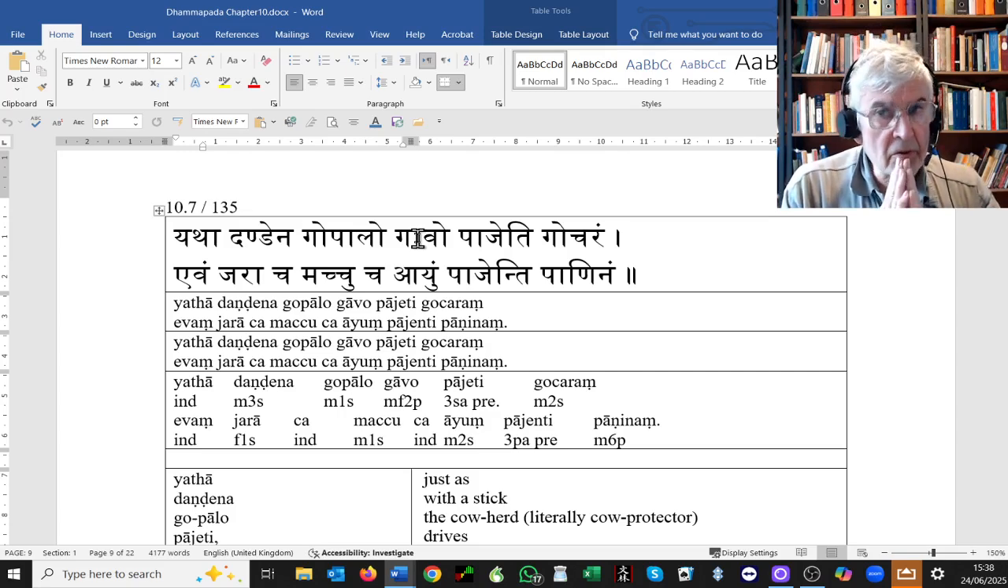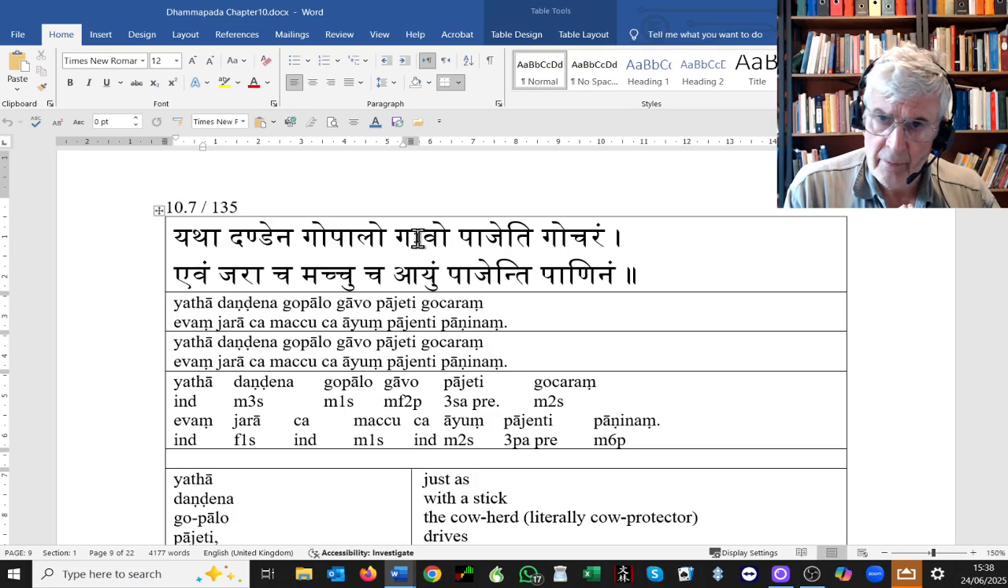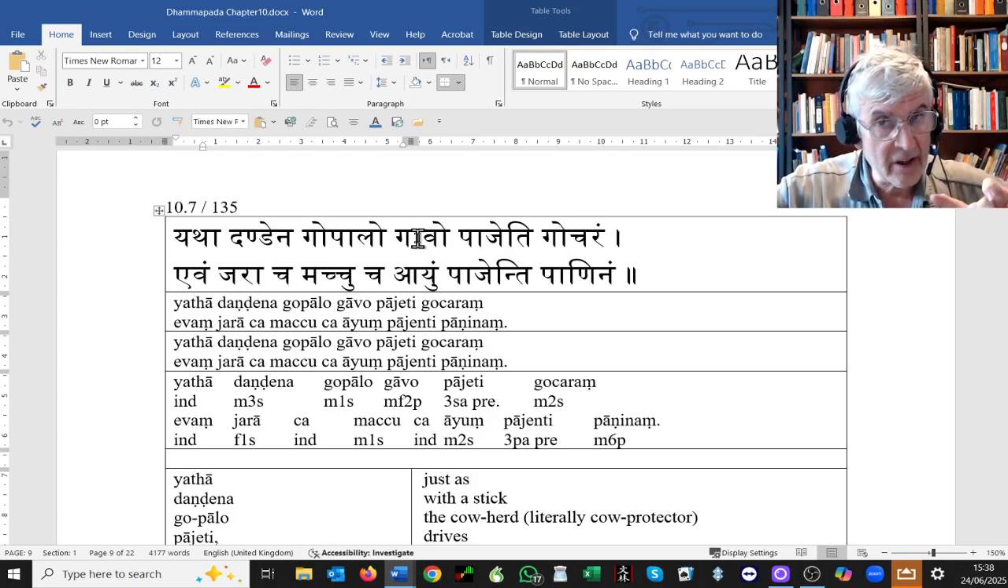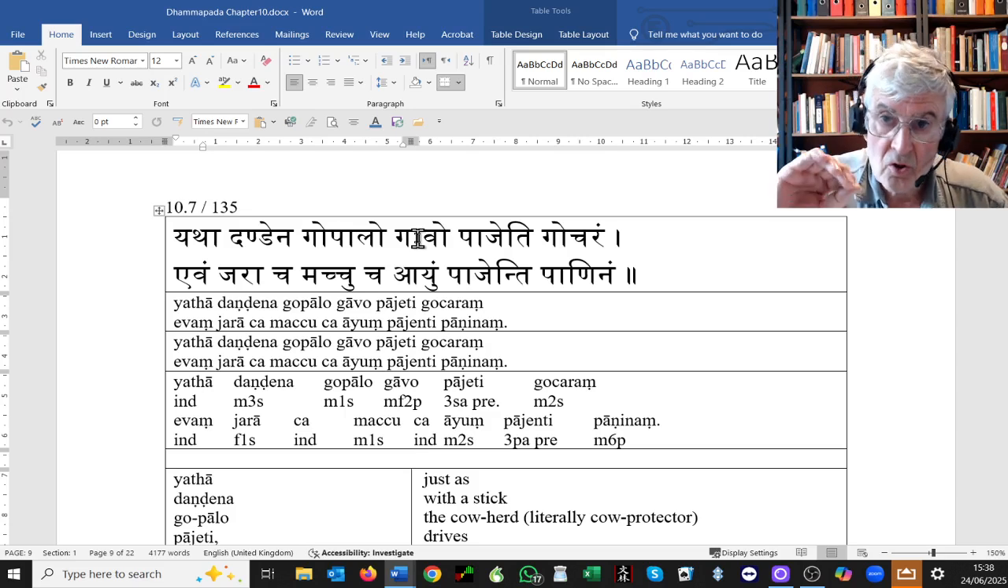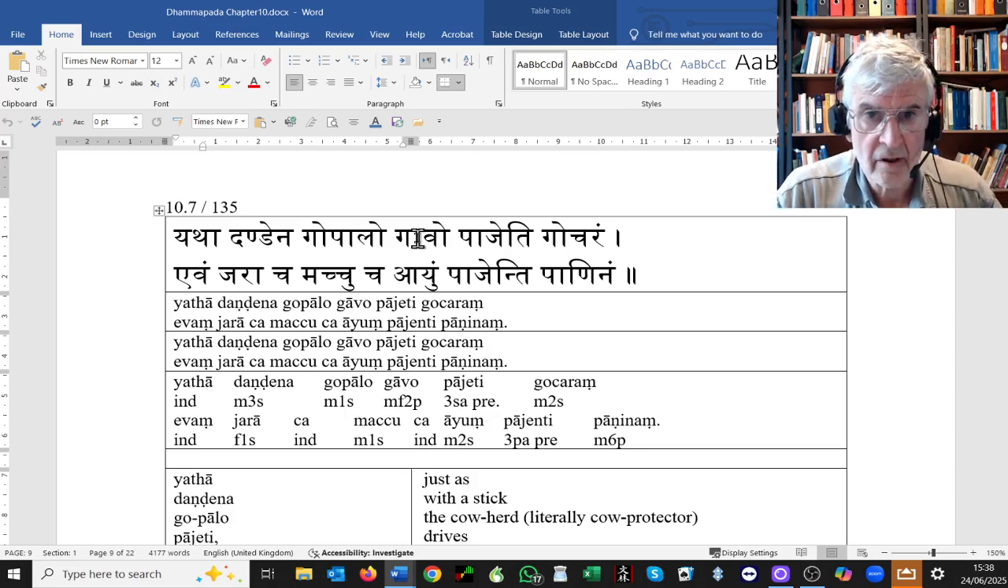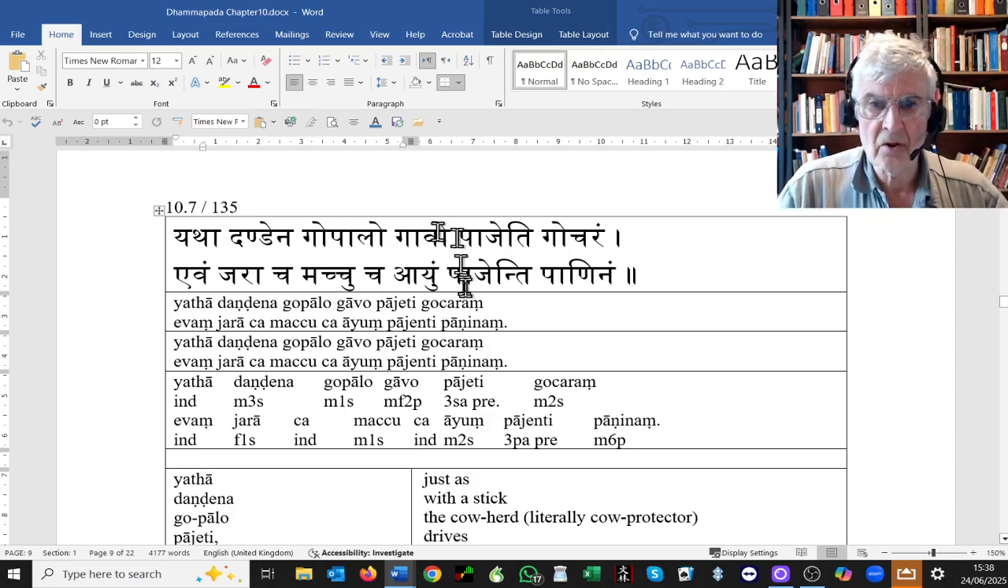And it's in the accusative here because it's the accusative of motion towards. So the cowherd, the gopalo, gavo pajeti, drives the cows to the gochara. That's why the gochara is in the accusative form here, pajeti gocharam.